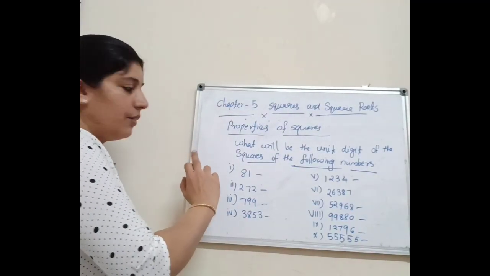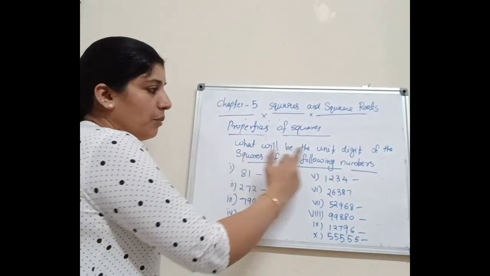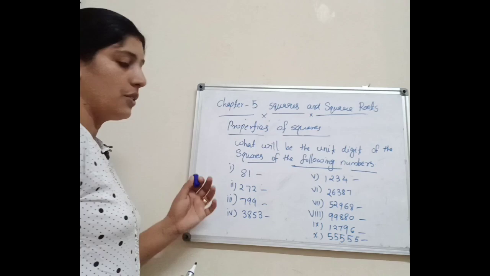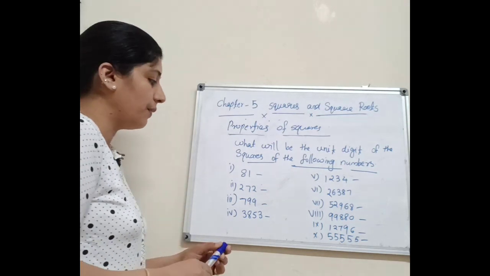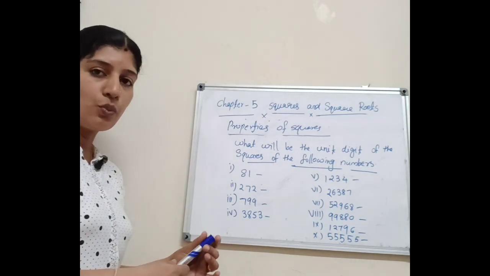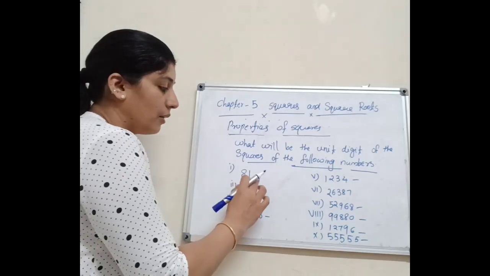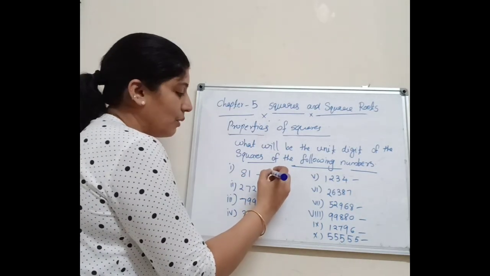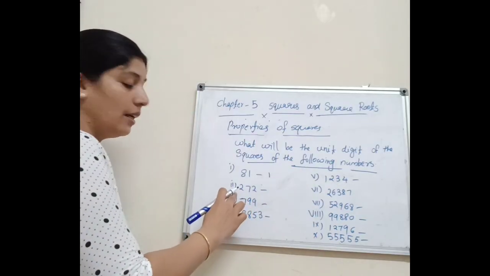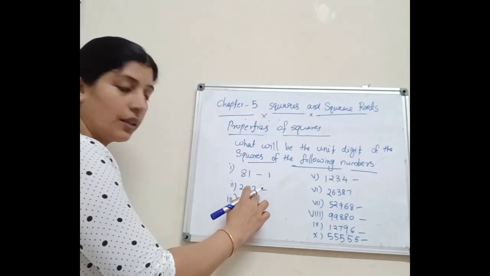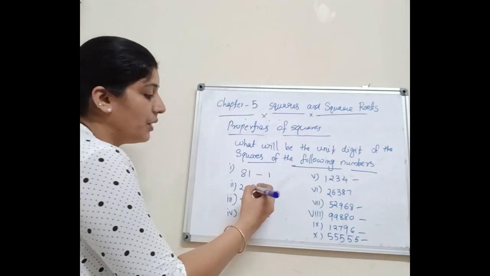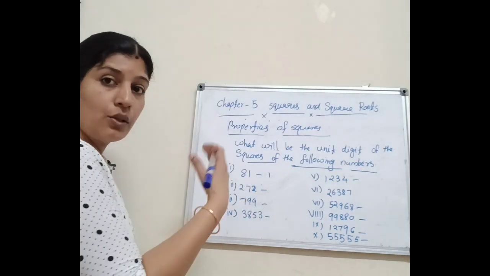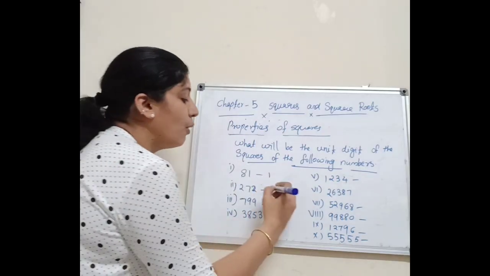Next, we can consider the question: what will be the unit digit of the squares of the following numbers? First question, 81. In the case of 81, the unit digit is 1. For the square, the square number also ends with 1 square. That is, the unit digit is 1. Next, we can consider 272. In this number, the unit digit is 2. Therefore, the square of this number ends with 2 square. Therefore, the unit digit is 4.